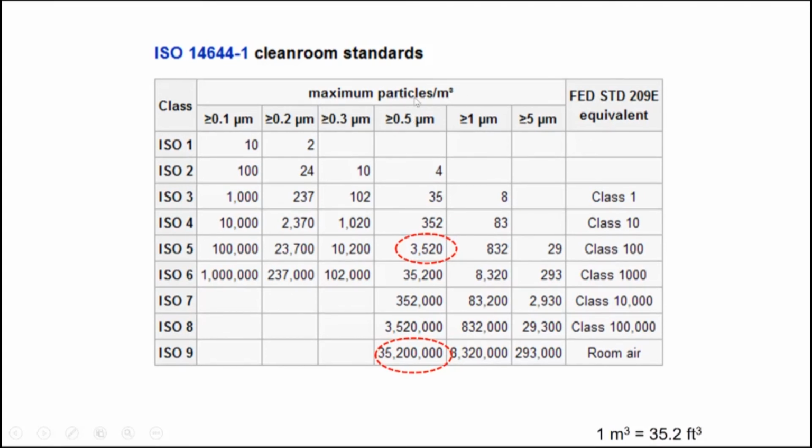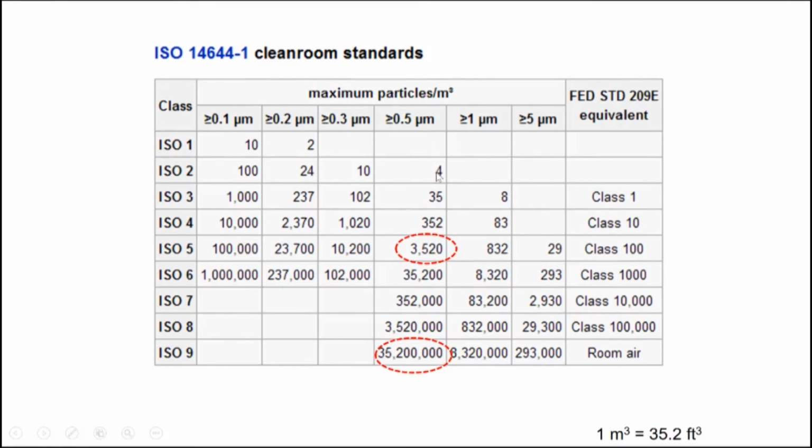So in a typical ordinary room, there are 35 million particles per meter cube whose size is equal to or greater than 0.5 micron. That's a typical room, 35 million particles. Now the silicon processing that we are doing is done in what we call a class 100 clean room. There are clean rooms of different classes. This is class 10, this is class 100, class 1000 here. So a class 100 clean room means there are only 4 particles of size greater than or equal to 0.5 micron per meter cube here.